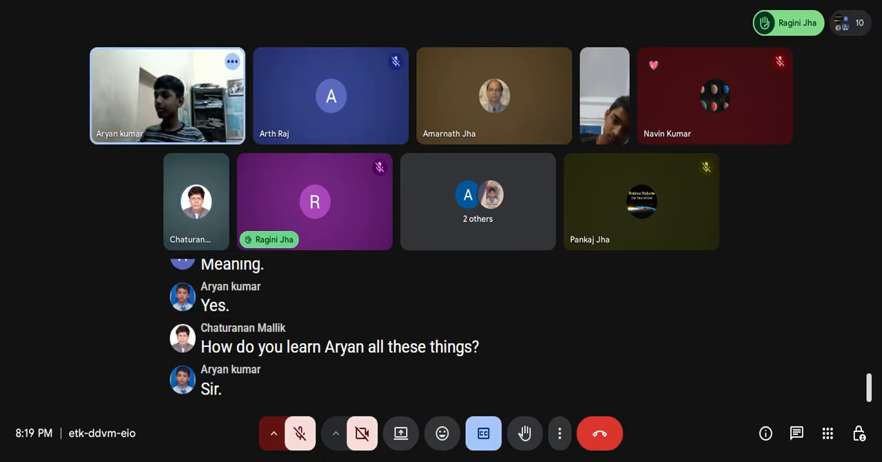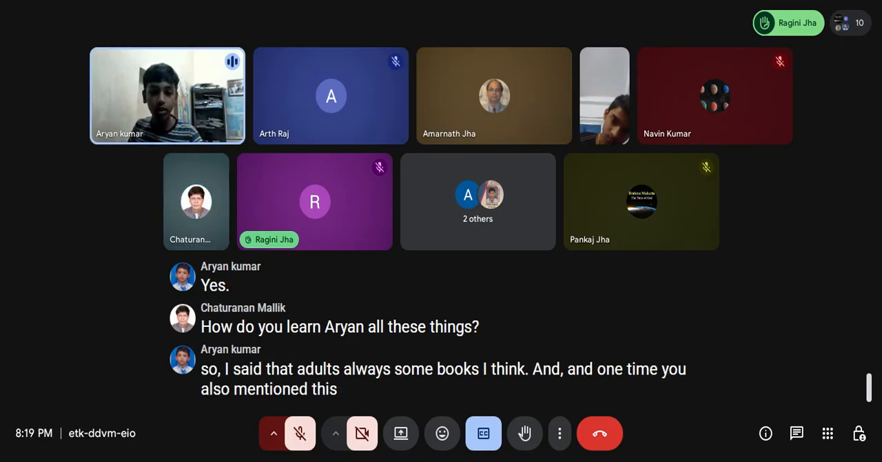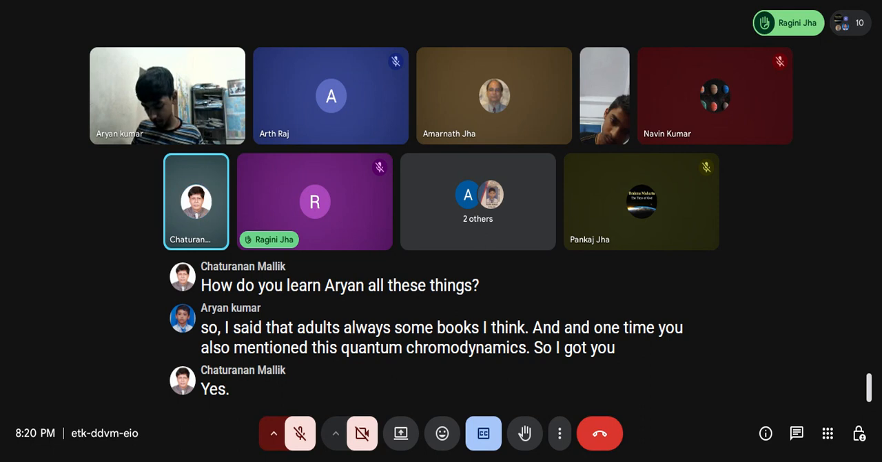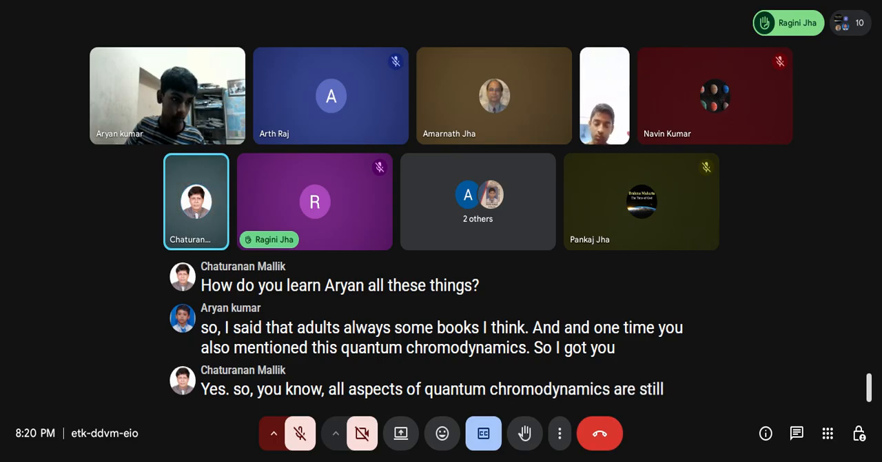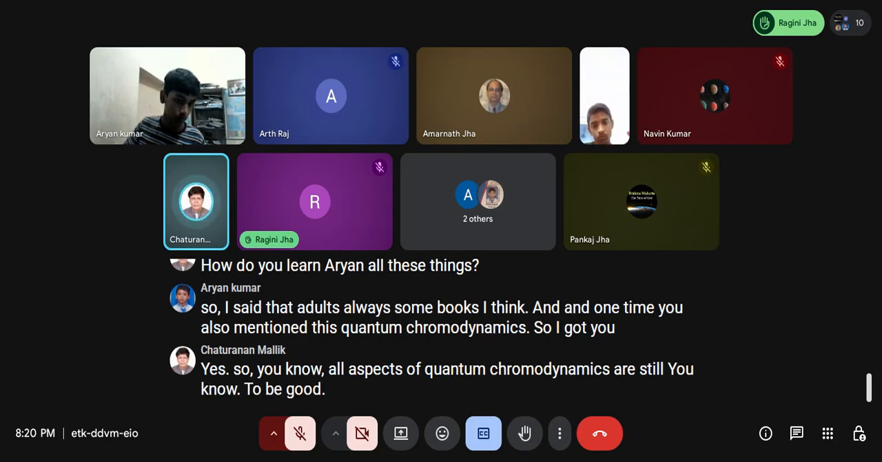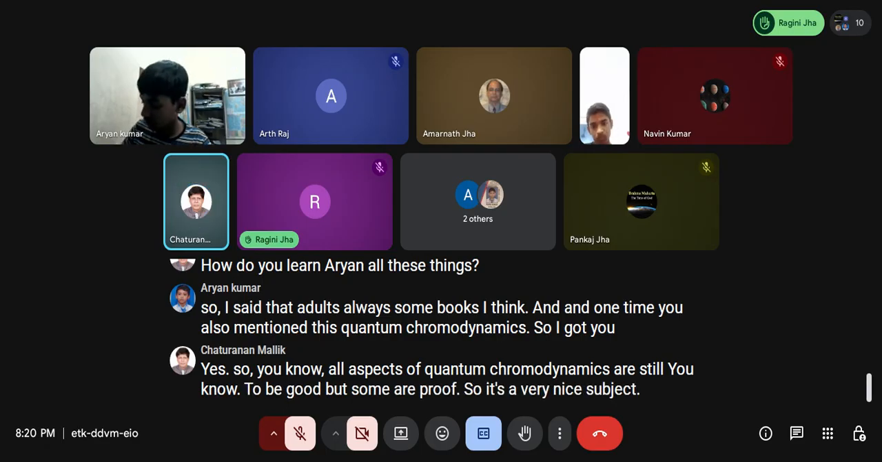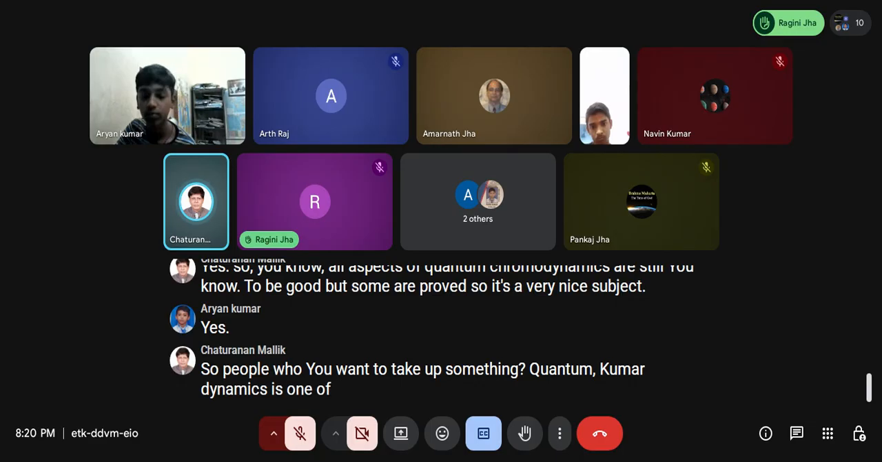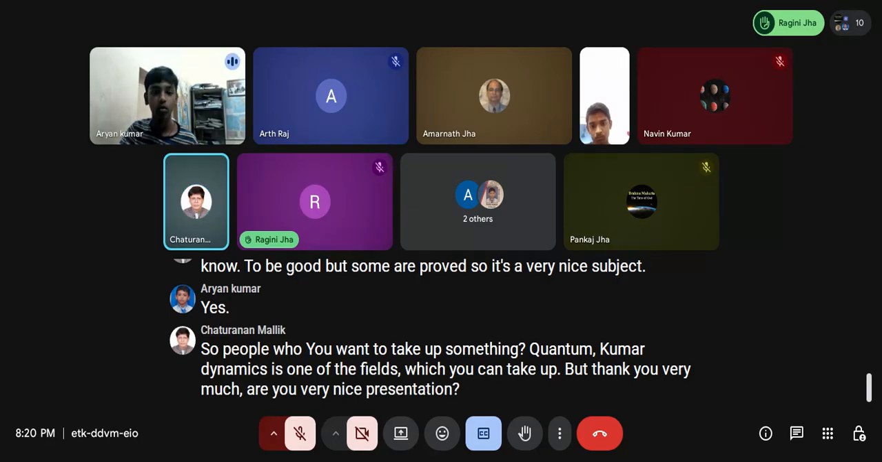Sir, there are always some books I read, and one time you also mentioned this quantum chromodynamics. So I got curious and searched about it. Even all aspects of quantum chromodynamics are still to be proved, but some are proved. So it's a very nice subject. In future, people who want to take up something, quantum chromodynamics is one of the fields you can take up. Well, thank you very much, Aryan. Very nice presentation. Okay, sir.